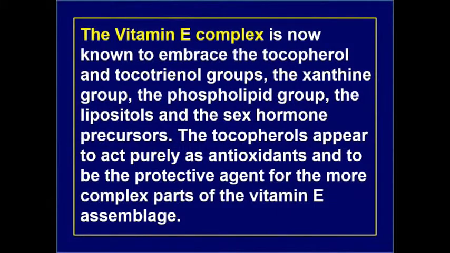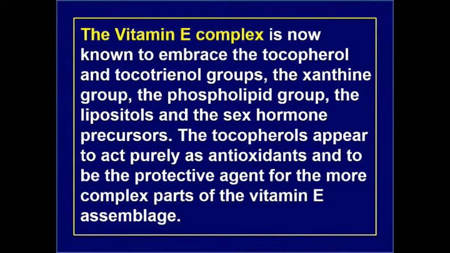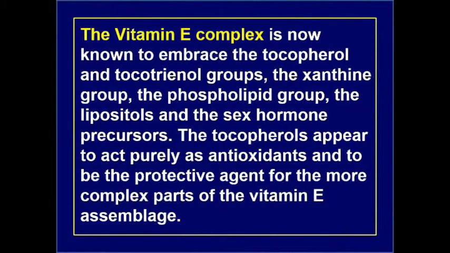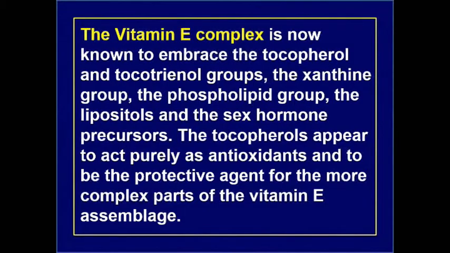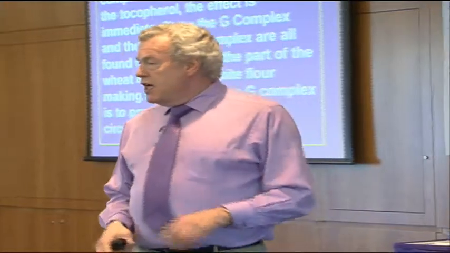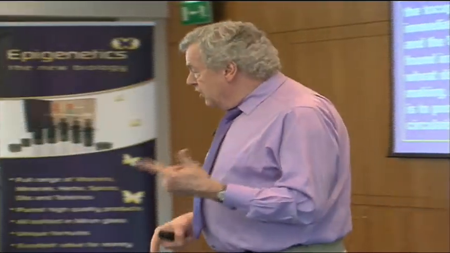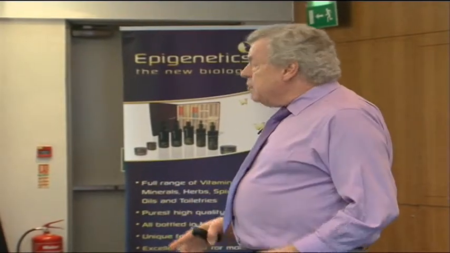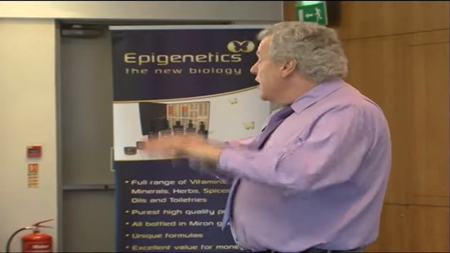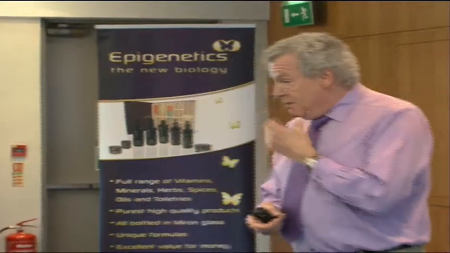The tocopherols appear to act purely as the antioxidants. So in other words, this is the protective part of the E complex, but not the whole picture. The whole picture only comes from the complete vitamin E. So it's a protective agent for more complex parts of the vitamin E assemblage. So in other words, if you gave alpha tocopherol only to a patient, it would have the protective part, but it wouldn't give all those other necessary parts of the vitamin E complex.